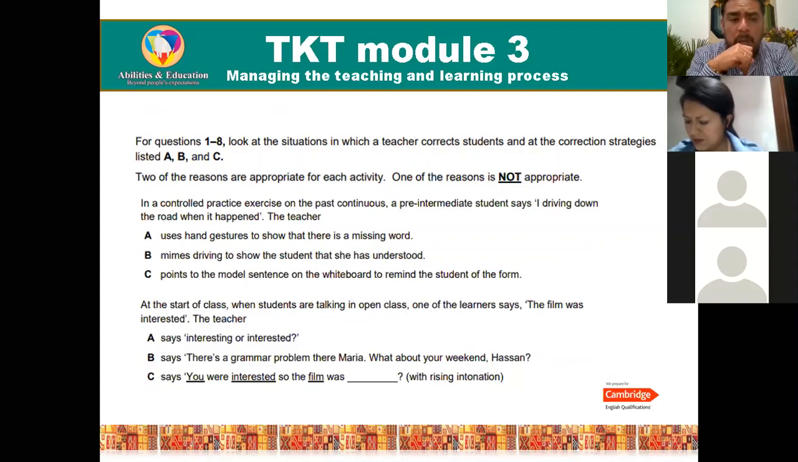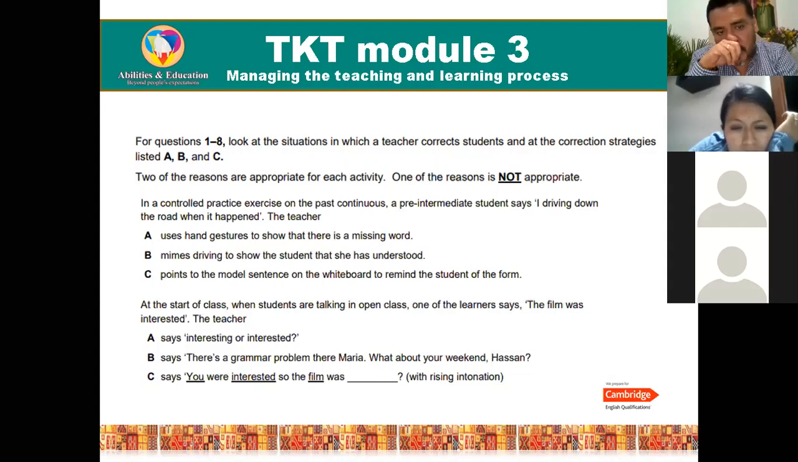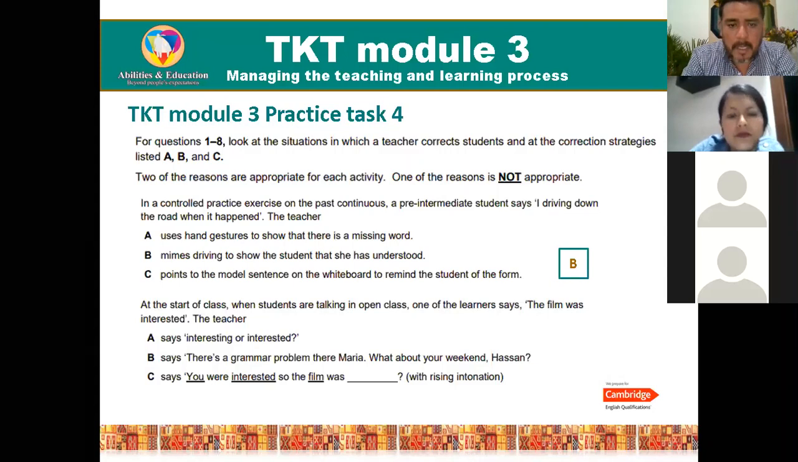Here are two more situations. In a controlled practice exercise on the past continuous, a pre-intermediate student says, "I'm driving down the road when it happened." The teacher, which of these three things is not appropriate? Letter C. I think letter B. B, yes. B, all right? Because pointing to the model sentence on the whiteboard to remind the student of the form is a good thing to do.